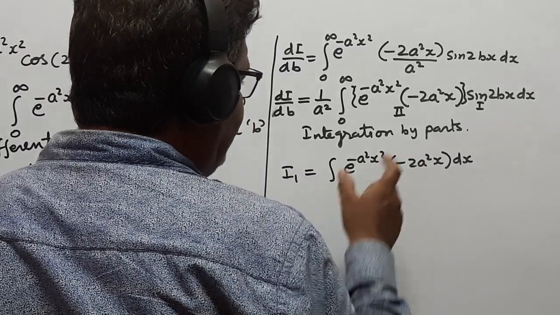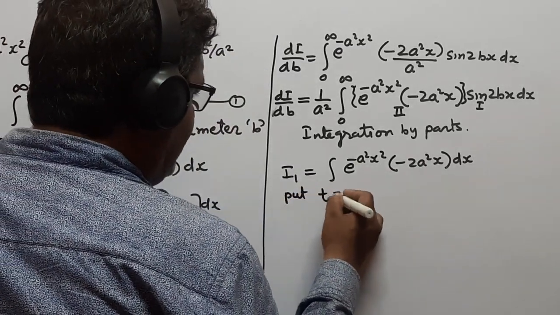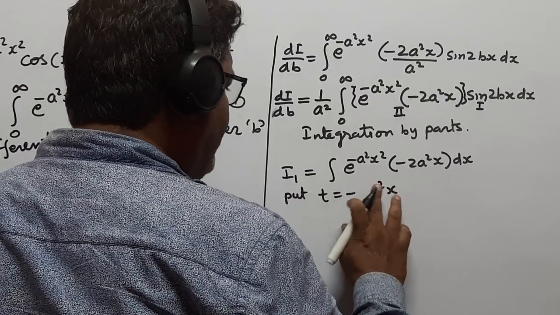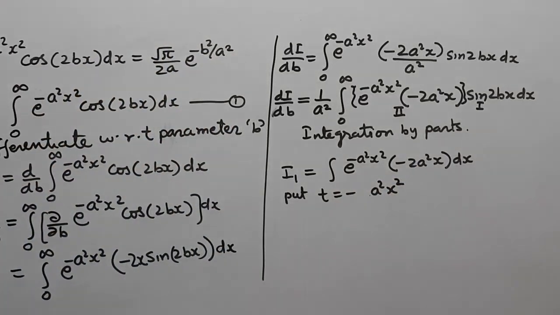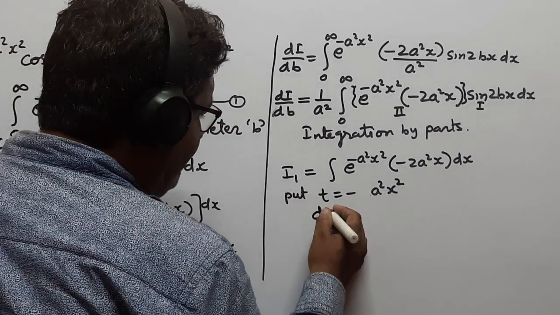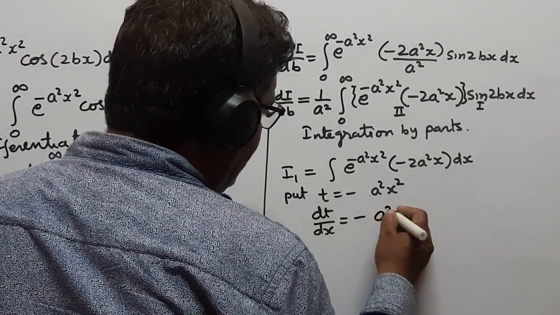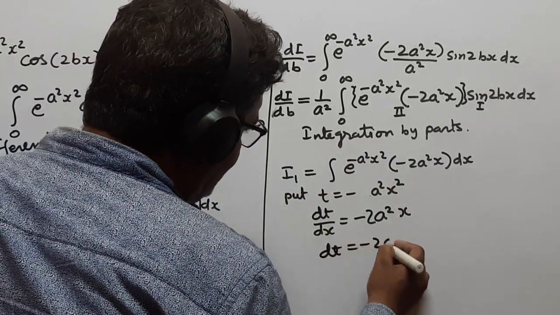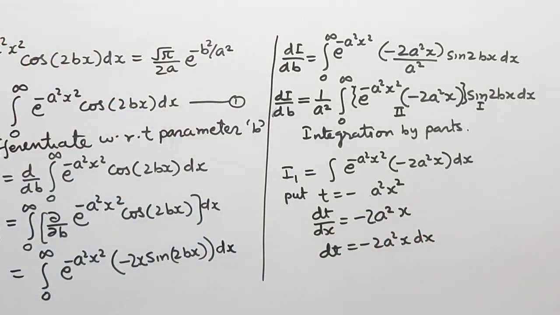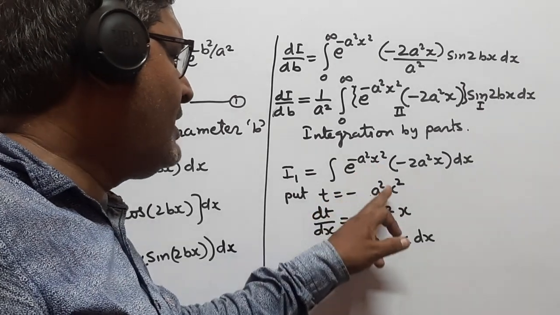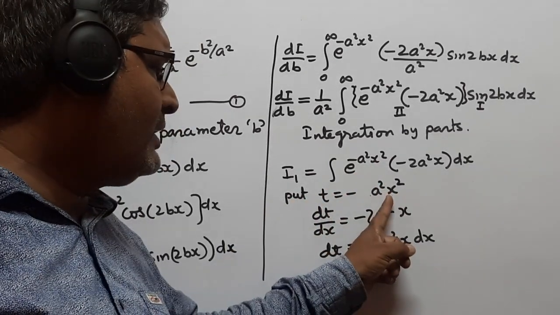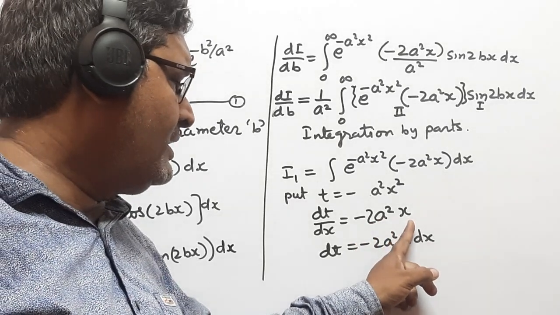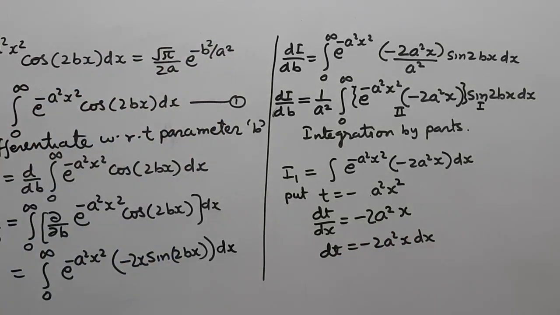Now we find the integral of this second function, so we use integration by substitution. Here we put t is equal to minus a square x square. Now we differentiate this with respect to x. We get dt by dx is equal to minus a square, which is constant, times 2x, the differentiation of x square. So dt is equal to minus 2a square x dx.